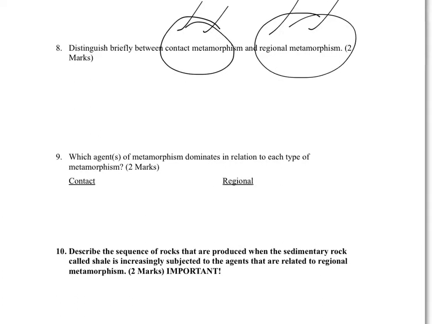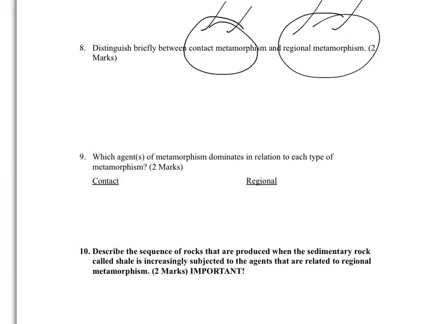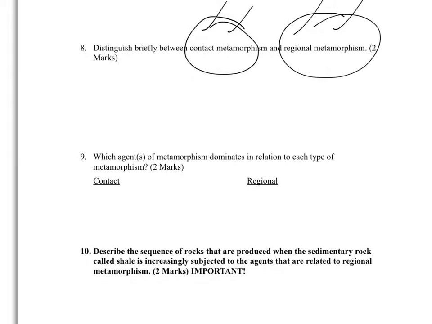Which agents of metamorphism dominates in relation to each type of metamorphism? Well, the first thing I'd like to say here is that for contact metamorphism, you need all 3 agents. You need heat, pressure, and hot chemical fluids. Same with regional metamorphism. You need heat, you need pressure, and you need hot chemical fluids.